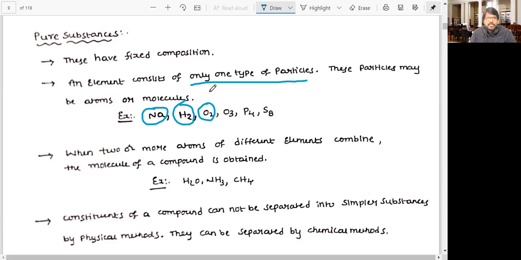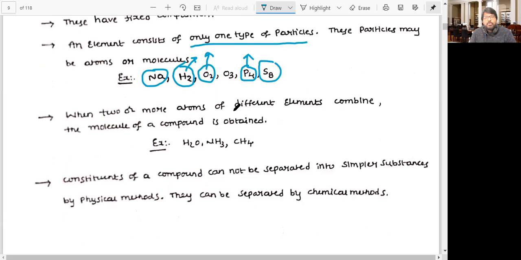These are pure substances, particularly they are elements, only one type of atoms. You can see here there are only oxygens. Here there are only hydrogens. Here there are 4 atoms, of course, but all are one category. Therefore, it is said to be an element. This pure substance is said to be an element, and this pure substance is also said to be an element.